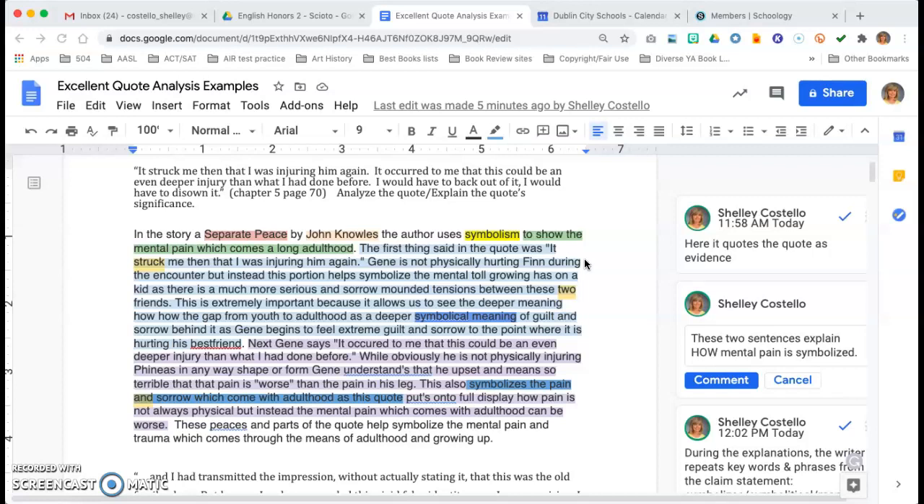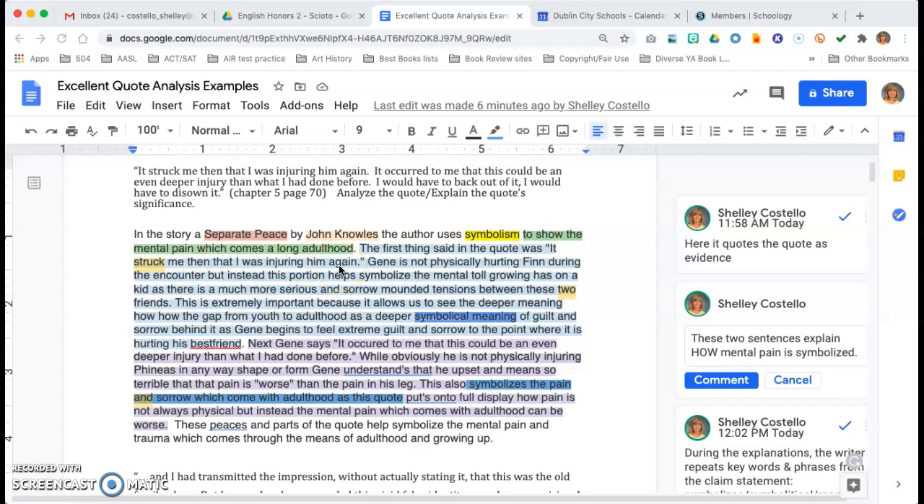All right, so let's stop for a minute. Having a transition is an excellent use of your communication tools because you're letting the reader know that you're moving from the claim statement into your first piece of evidence. A transition, the first thing. Now here is the 5th rule of the road, which is taking a quote of the quote to use it as support. So the quote of the quote is, "It struck me then that I was injuring him again."